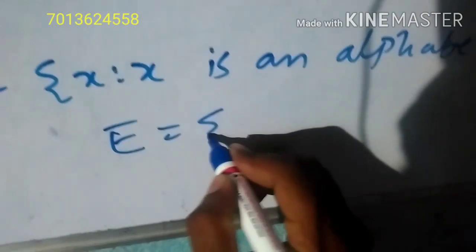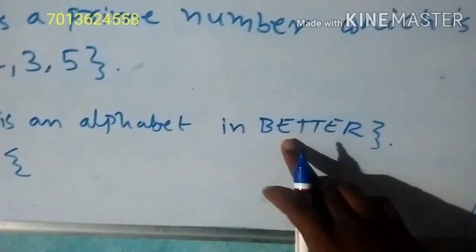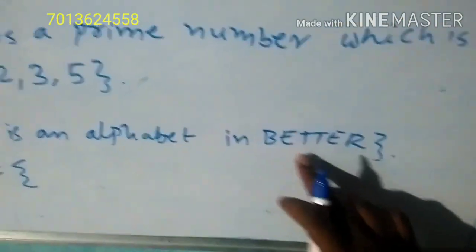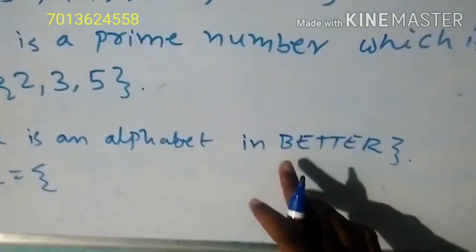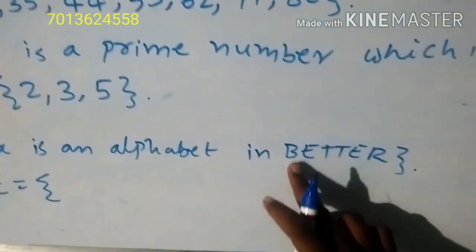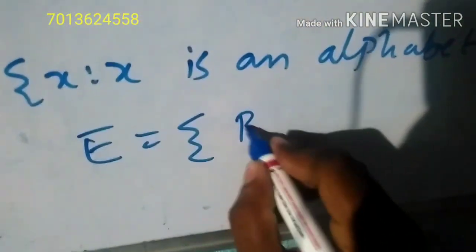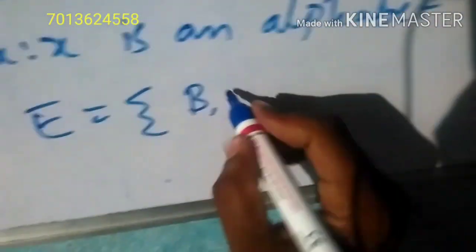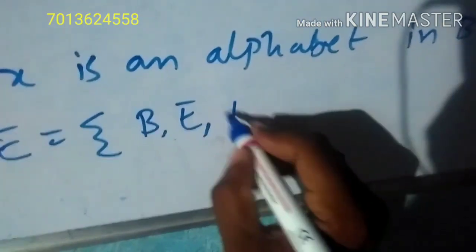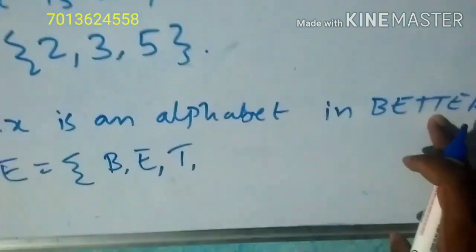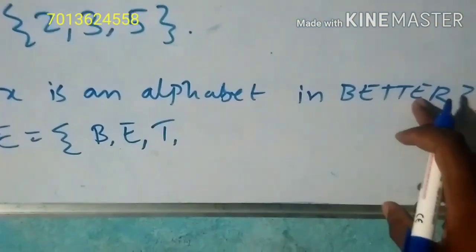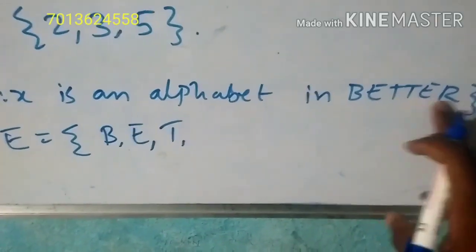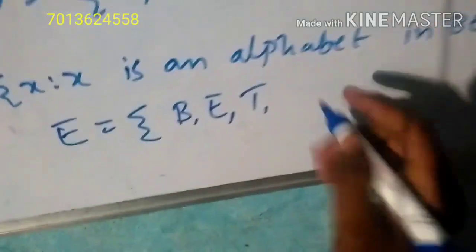x is an alphabet in Better. Okay, E is equal to, see, from Better, if any letter is repeated, don't write. So in Better, letters are B, comma, E. Next T. See, T is repeated, so no need to write. E also repeated, no need to write. Next remaining letter is R.